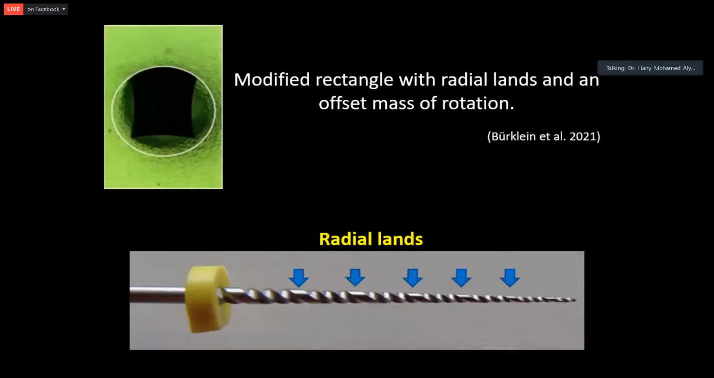This file has a cross section of a modified rectangle with radial lens, and as you can see here in the photo below, this is a radial lens in order to maintain the stability of the file inside the canal.